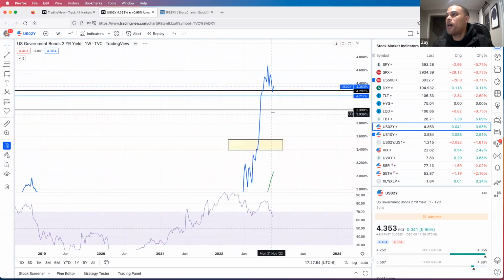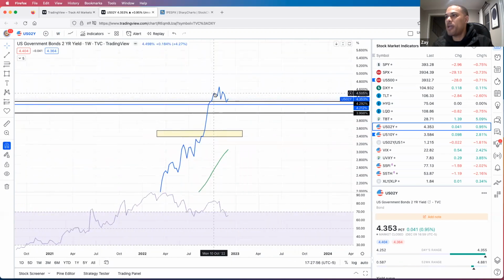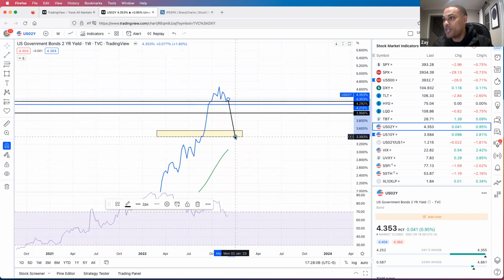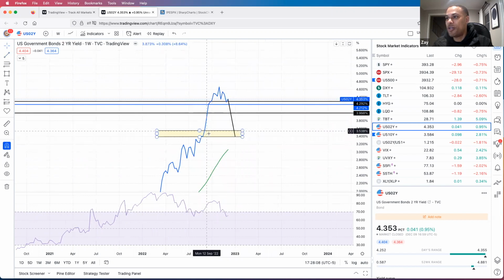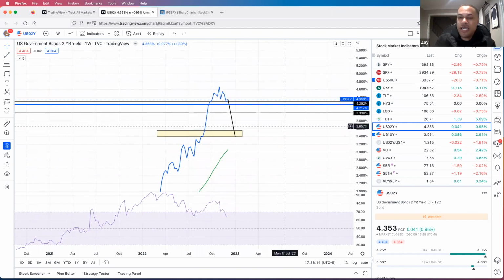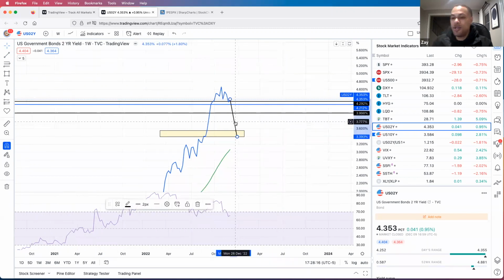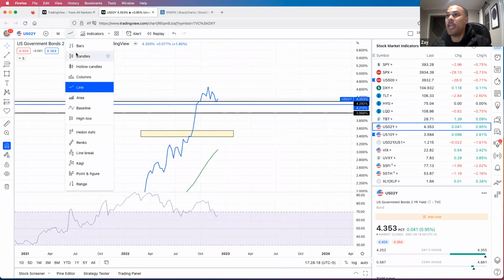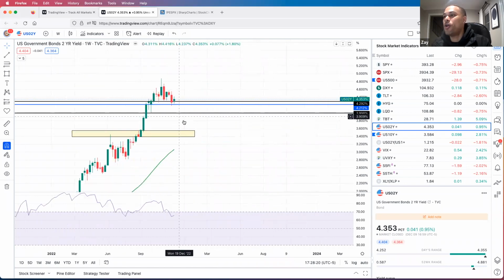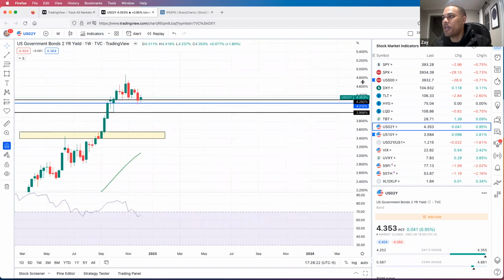Look at yields from a weekly perspective. As you can see, the structure we're talking about, we're steadily making lower highs, right? And ultimately, when we see the yields break down, it could be a nasty fall. There's no real support in this area. And we could really see yields just collapse. And I don't think that's going to be a good thing.